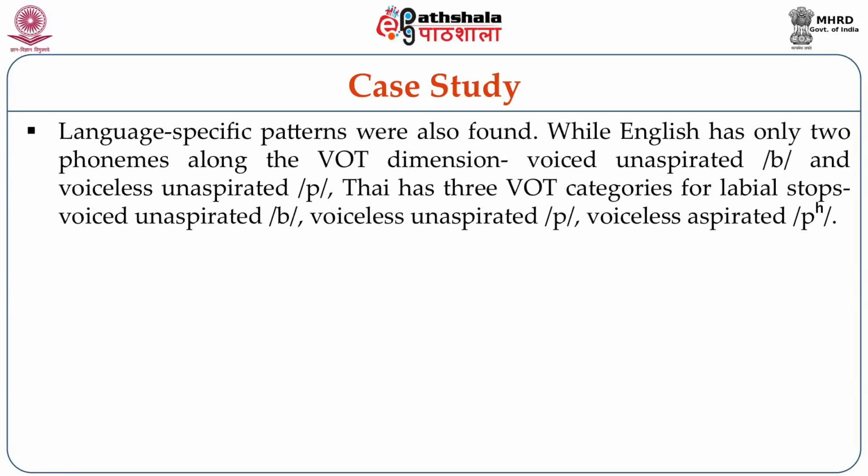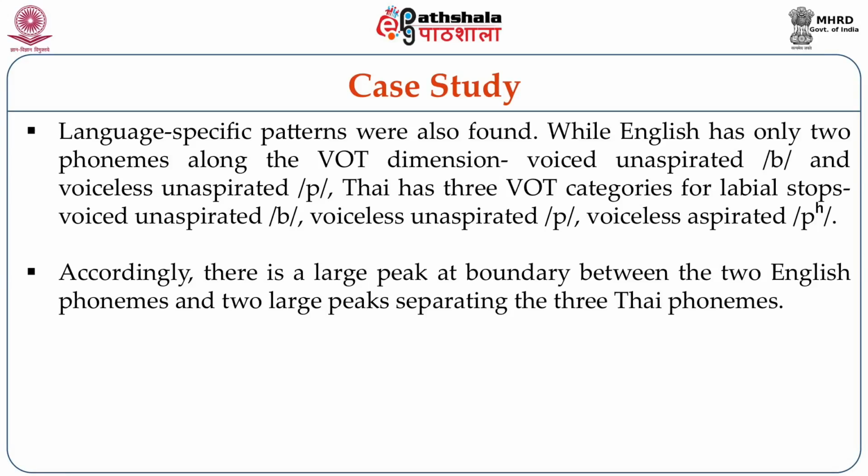Language-specific patterns were also found. While English has only 2 phonemes along the VOT dimension, voiced unaspirated b and voiceless unaspirated p, Thai has 3 VOT categories for labial stops: voiced unaspirated b, voiceless unaspirated p, and voiceless aspirated p. Accordingly, there is a large peak at the boundary between the 2 English phonemes and 2 large peaks separating the 3 Thai phonemes.